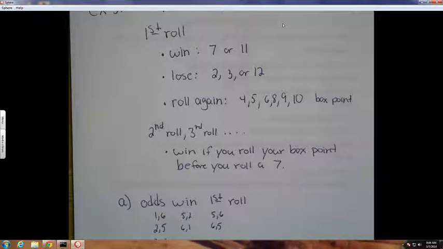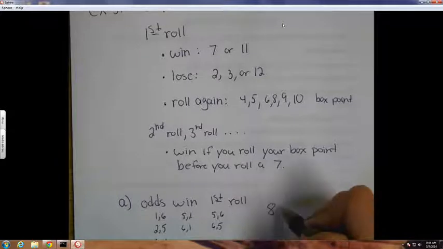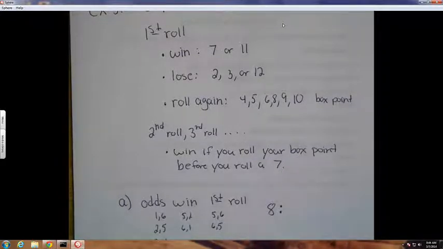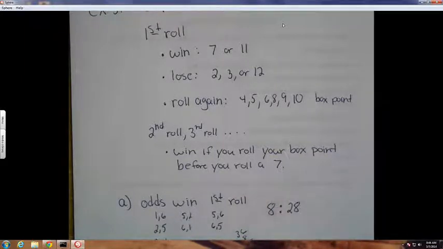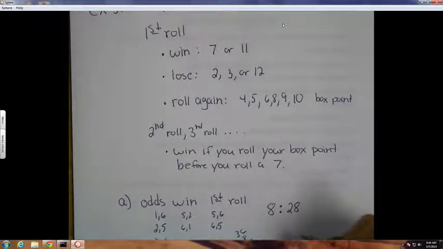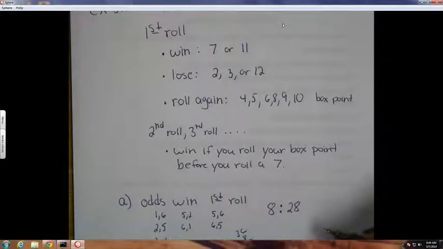So you got 8. There's 8 here? 8. I agree. What's my total sample space for rolling 2 dice? 36. 36 minus 8 is 28, which reduces down to... I hope you did better than this on your ACT.